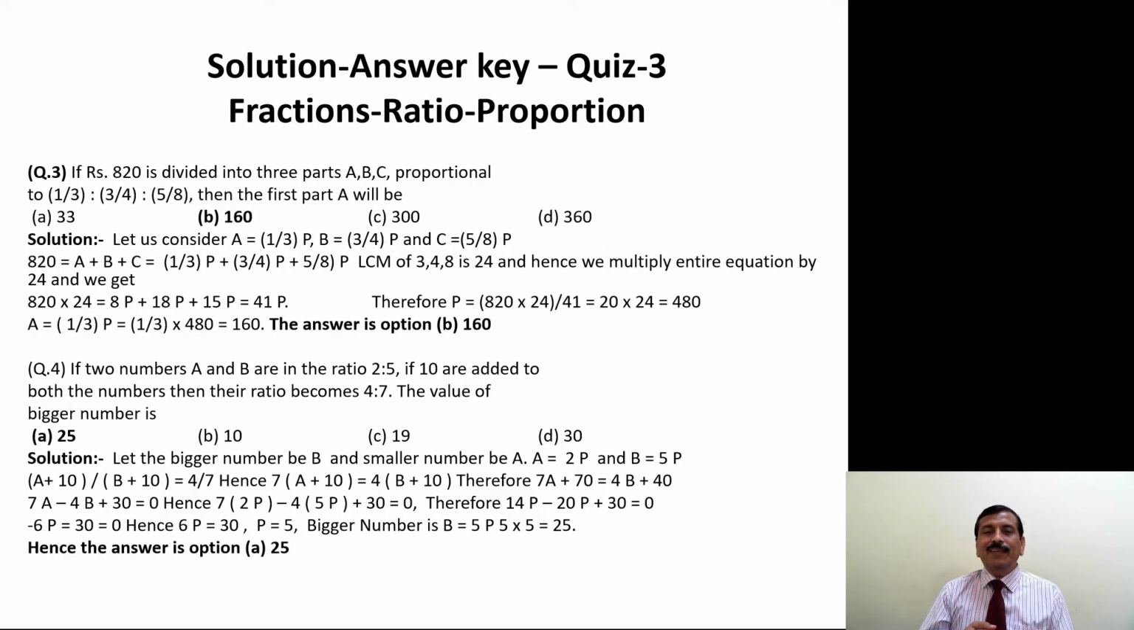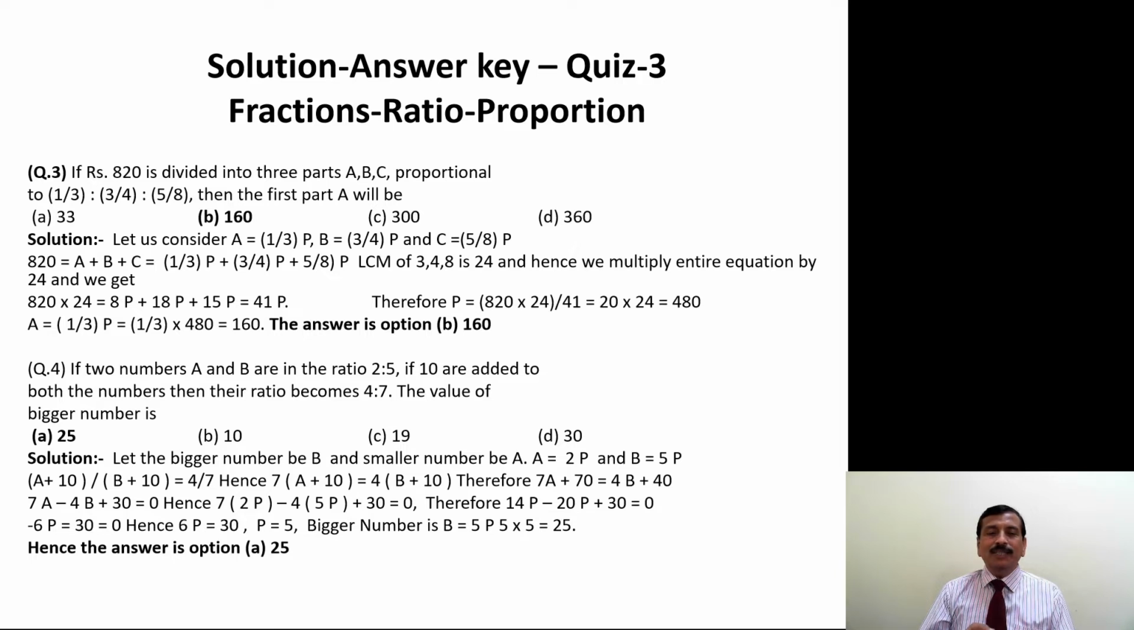Next, if rupees 820 is divided into three parts A, B, C, proportional to 1 by 3 to 3 by 4 to 5 by 8, find the first part A. What we do? We say A is equal to 1/3 of some constant P, B is equal to 3/4 of P, C is equal to 5/8 of P. Then simply add all of them to 820, we get the value of P, substitute value of P, we get the value of A. A is 160.